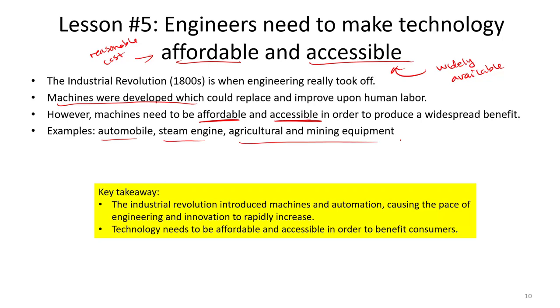So key takeaway, Industrial Revolution introduced machines and automation. And very important, still relevant today, technology needs to be affordable and accessible in order to benefit consumers.